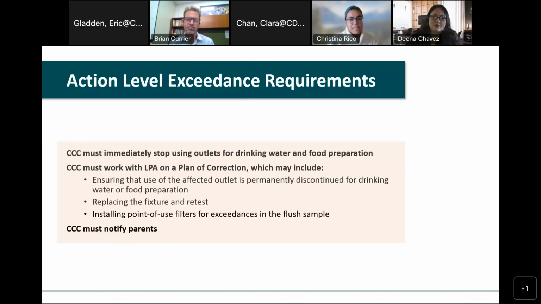If an action level exceedance is reported, the center must immediately stop using the affected outlets and work with their licensing program analyst, or LPA, on a plan of correction. Plans of correction are drafted and used on a case-by-case basis and may include, but are not limited to, how the center will ensure that the use of the affected outlet is permanently discontinued for drinking water or food preparation before remediation and retesting. It will outline if the center will be replacing the fixtures and retesting, or if they will be installing point of use filters for the exceedances in the flush sample.